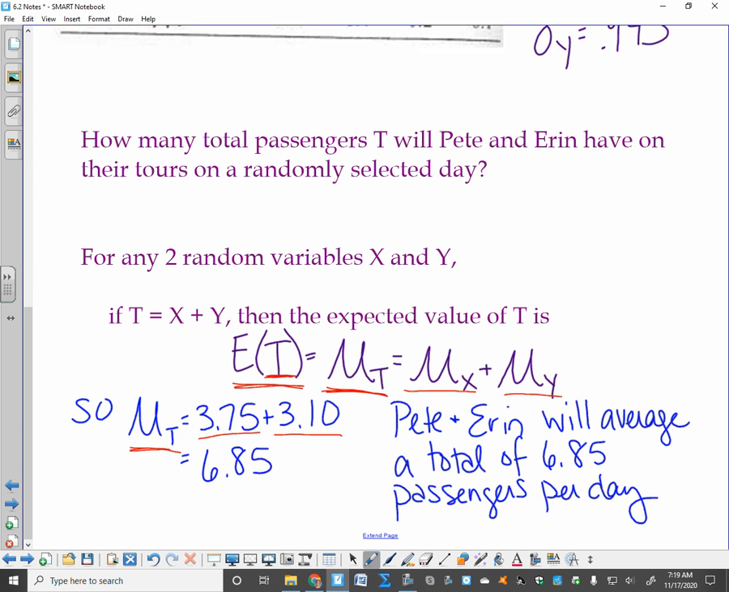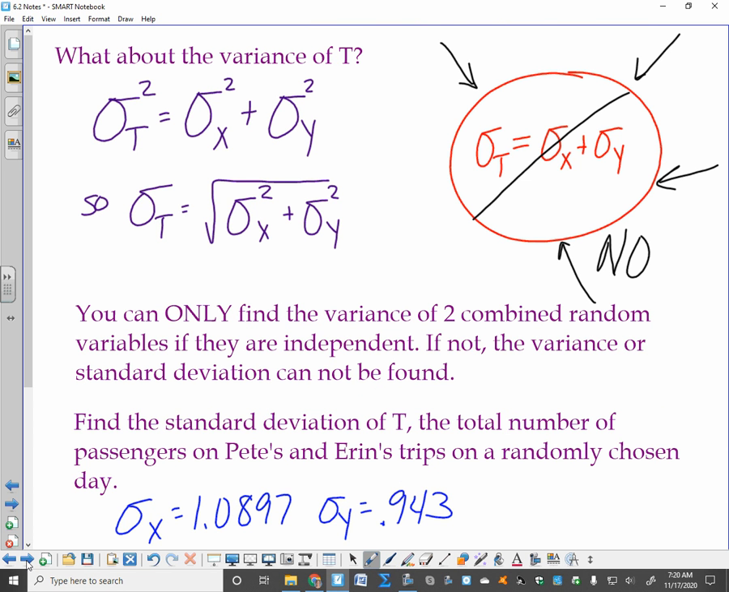So the conclusion here is what we've just found. Pete and Aaron will average a total of 6.85 passengers per day. Okay, so T is our new variable and it is the total number of passengers. Pete and Aaron will average a total, average because it's a mean, of 6.85 passengers per day. So that's how you get the mean of combining two variables. Now let's talk about the standard deviation.